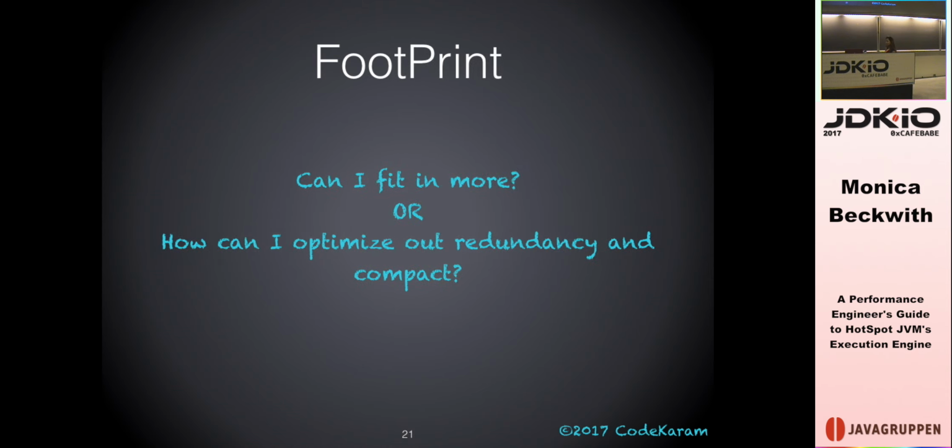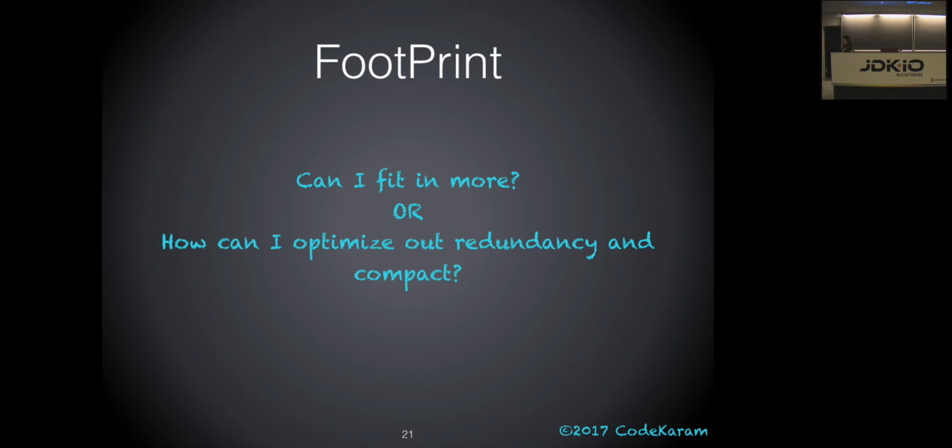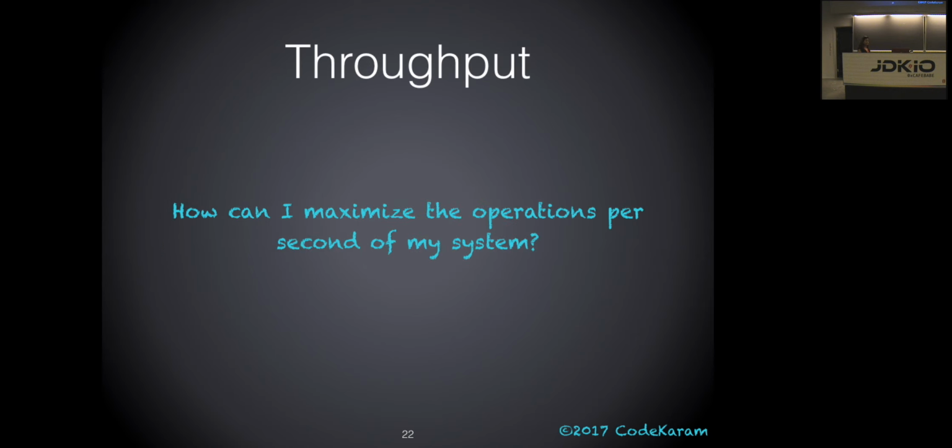Simple. What about footprint? To me, footprint optimization is twofold. Can I fit in more? So I have this space, and I want to fit in more. And then the second is, can I remove redundant objects, redundant data, so that I can compact? So I have this space, and I want to optimize it by getting rid of things that I don't need and kind of compacting it. The reason I'm defining it right now is because when we talk about these optimizations in the JVM, you'll realize the motivation behind them.